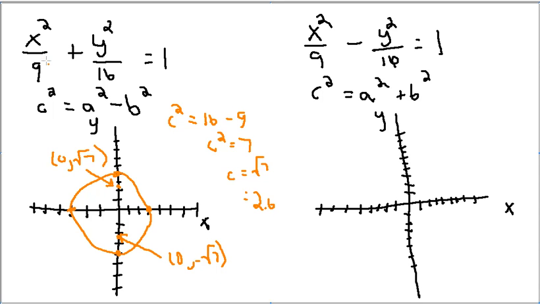If it was shifted, it will be the same thing. X minus h or y minus k, you would simply have a different center. Everything else is exactly the same. Okay? Let's do the same thing for a hyperbola.